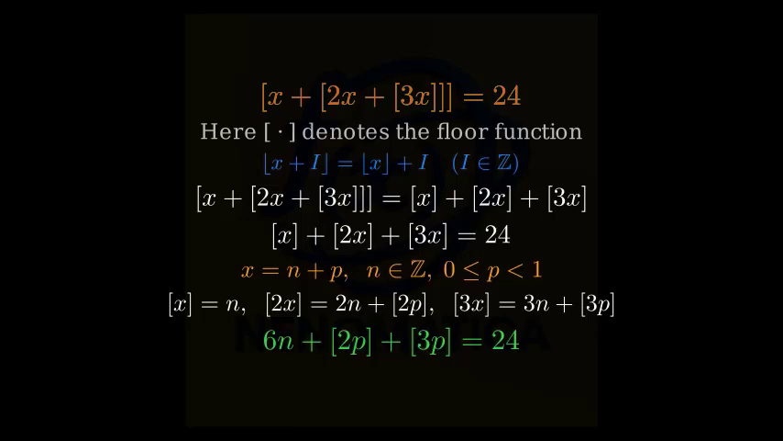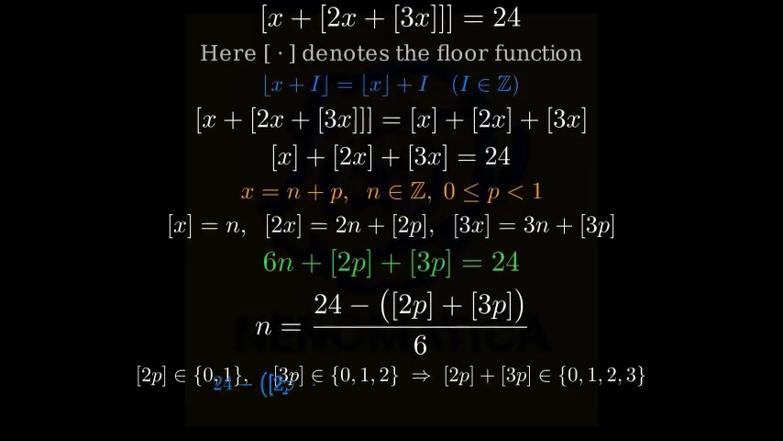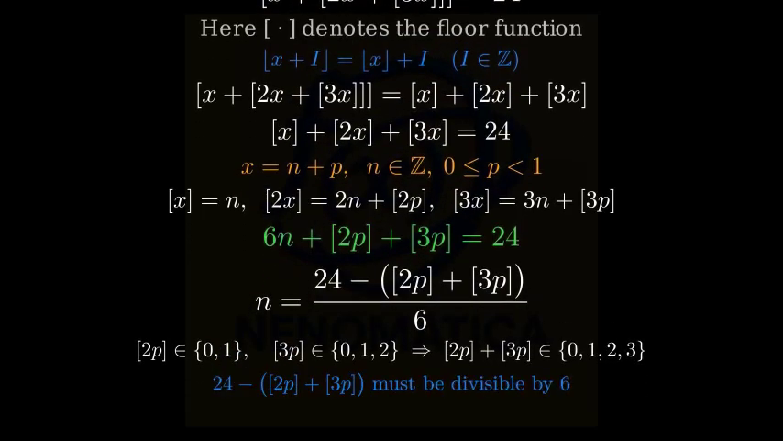Substituting into our equation, we get 6n plus floor of 2p plus floor of 3p equals 24. Step 3. Solve for n. We have n equals 24 minus the sum of floor of 2p and floor of 3p, all divided by 6. Since n must be an integer, the numerator must be a multiple of 6.